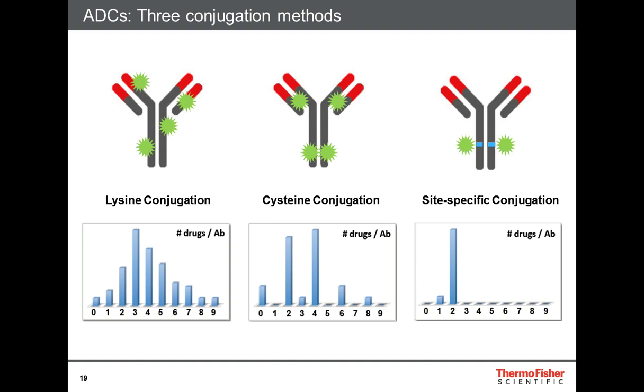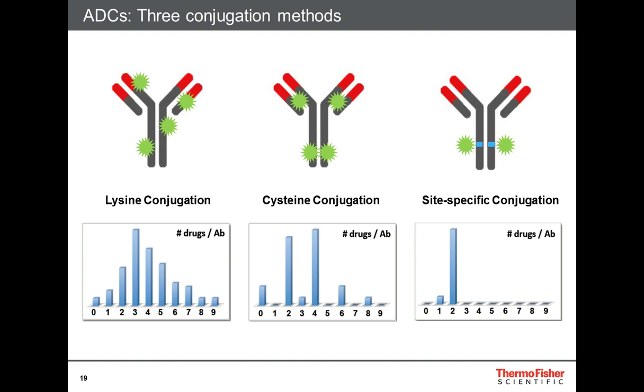Now, with lysine conjugation, this is essentially painting dye or a drug onto an antibody, whereas you see in this graph, the number of drugs per antibody varies widely along a normal distribution. While with cysteine conjugation, when we reduce disulfide bonds, we're essentially freeing either 2, 4, 6, or 8 conjugation sites, and we see the consequent number of drugs per antibody.